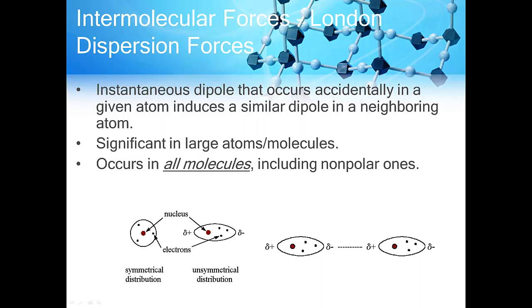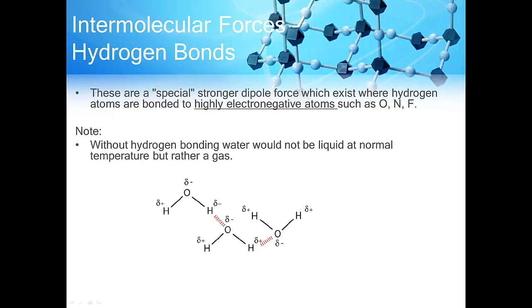Now these occur due to a random arrangement occasionally of electrons, and the probability is that this asymmetrical distribution is unlikely to occur. That's why they're weak forces. It does happen though, and that's why we've got these weak forces.